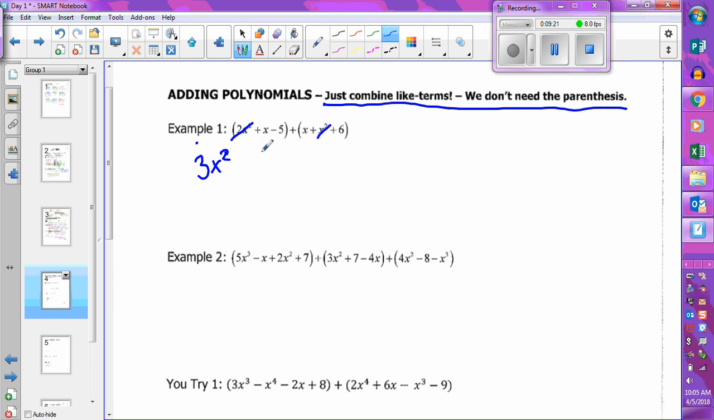Now let's look at the next one. Can we combine these right here? If we combine an x and an x, what does that give us? Now make sure we look at the signs in front of our x's, right? Both of them are positive, so that means it would be a plus 2x.